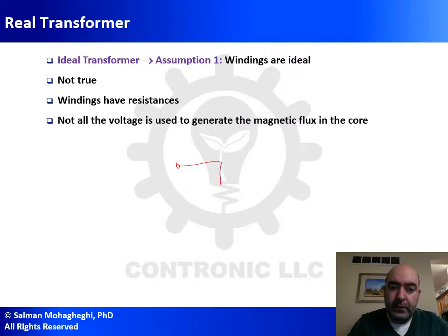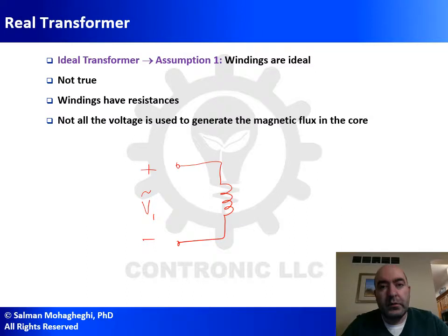Imagine I have an ideal transformer, and I'm just going to be drawing the primary winding right now. Let's say I apply some voltage V1 to this winding. If the winding is ideal, in other words, if there are no resistance values associated with the winding, the entire electric energy is going to be used to generate magnetic field. In other words, the entire electric energy is going to be converted to magnetic energy. In reality, a winding has some resistance, meaning that part of the electrical energy inputted to the winding is going to be lost in the resistance of the winding. So part of that energy is going to be lost in the form of ohmic losses. So not all that electrical energy is going to be converted to magnetic energy.